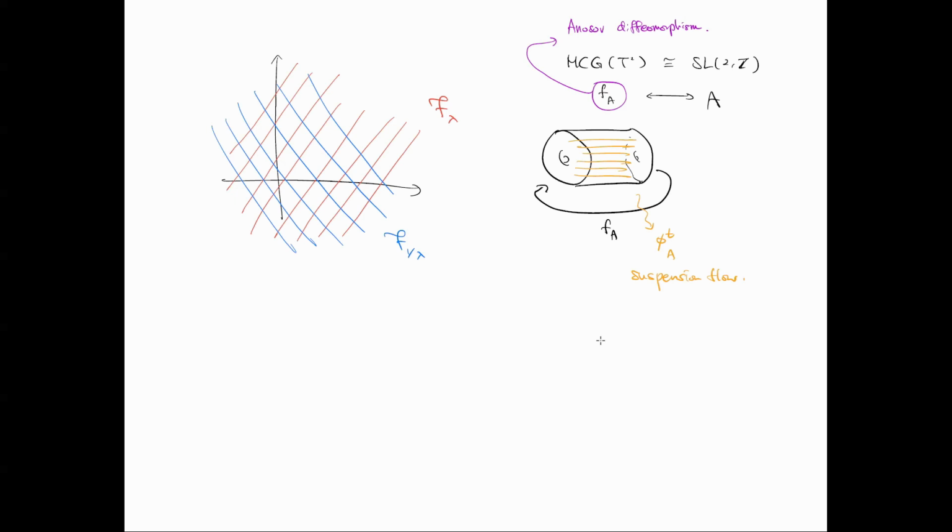And this picture is actually, if you go to the universal cover of this mapping torus, in the universal cover, there's a lifted flow, which descends to this suspension flow in the quotient. And this can be seen as the space of flow lines in the universal cover. It's kind of a cross section, right? So that's the universal cover of the 2-torus.